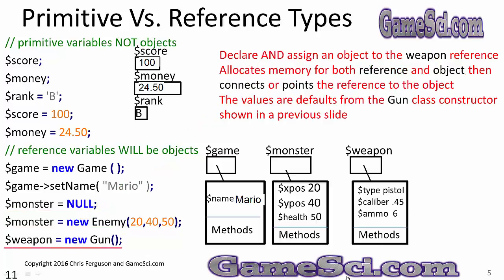One more example. Let's declare and assign an object to the weapon reference. This allocates memory for both the reference and the object, then connects or points the reference to the object. The values you see in here are the defaults from the gun class constructor shown on a previous slide. Default constructors often put initial values into the global or property variables. It built an object assigned pistol, .45, and 6 to the variables, and then see that equal assignment operator there? It says take that gun object and assign it to that reference variable $weapon.